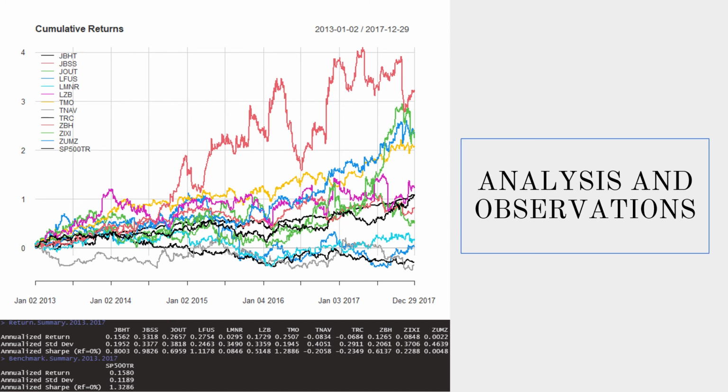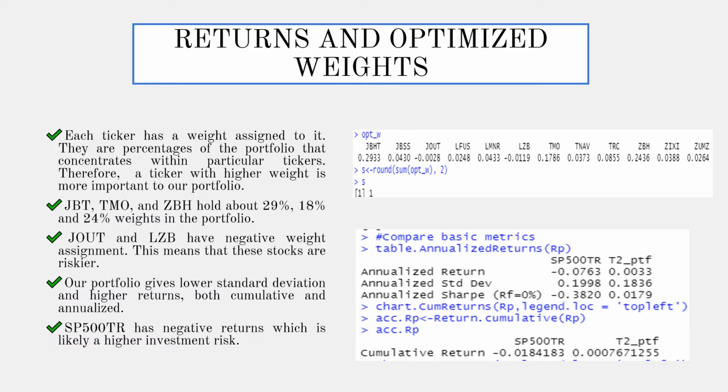This is the cumulative return from 2013 to 2017 of our 12 tickers and the SP500 TR. We can see that there are 6 tickers trending below the SP500, while we have 6 tickers above the SP500. Each individual ticker has a lower Sharpe value and a higher standard deviation than the SP500, which is typical of an individual stock. Thanks, Mark.